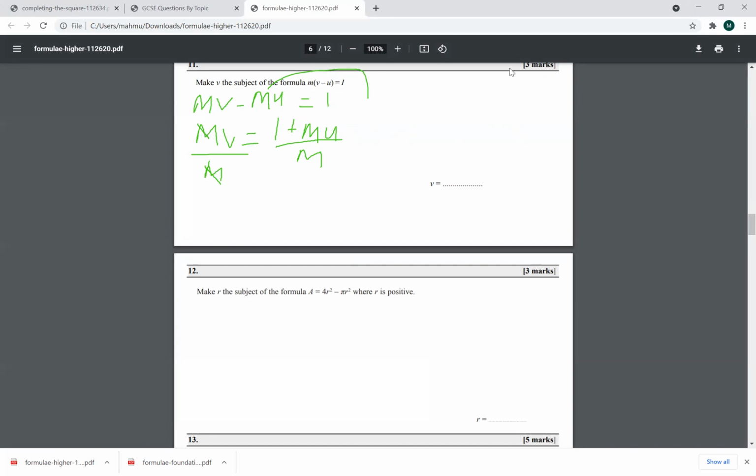All I'm doing here is, this is not a square root number or a plus number. So you had MV equals I plus MU. What I'm doing is taking this M to the other side. So I'm left with, because this is a times there, I plus MU over M. Does that make sense? That's it. That's your answer for V here.